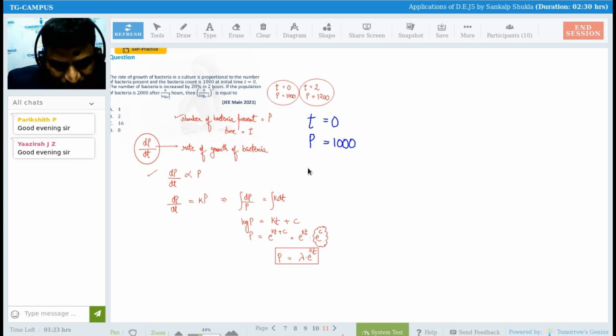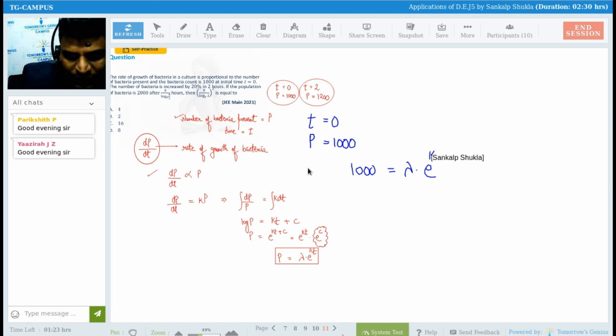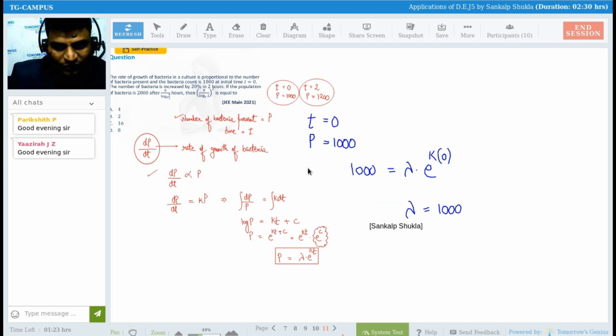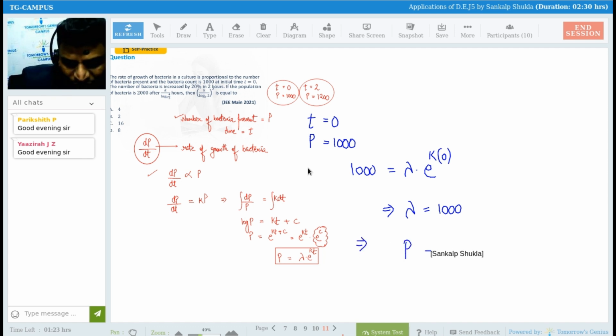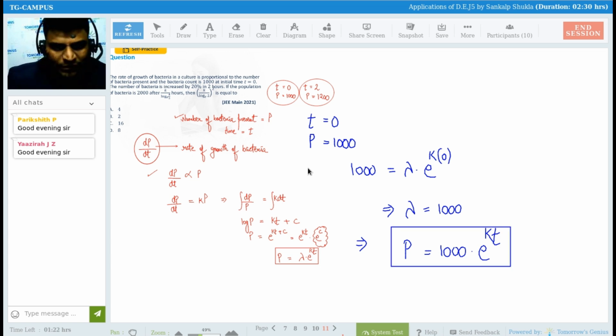So t is 0 means when you are putting t as 0, it will become 1. So p is 1000. That means 1000 will become lambda into e raised to the power k into 0, right? So it implies that the value of lambda is 1000 only. So you've got the value of lambda also, right? Because this will be 0. e raised to the power 0 is 1, lambda is 1000. So the final differential equation is p is equals to 1000 into e raised to the power kt. This is the final relation between the bacteria's population, number of bacteria and time.